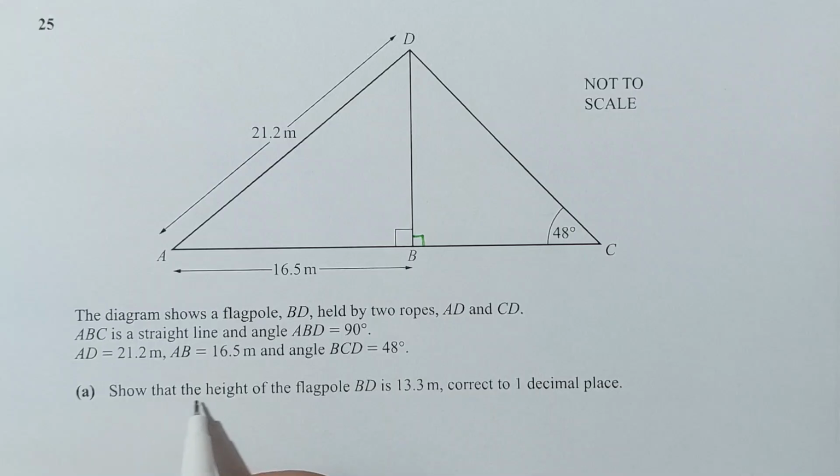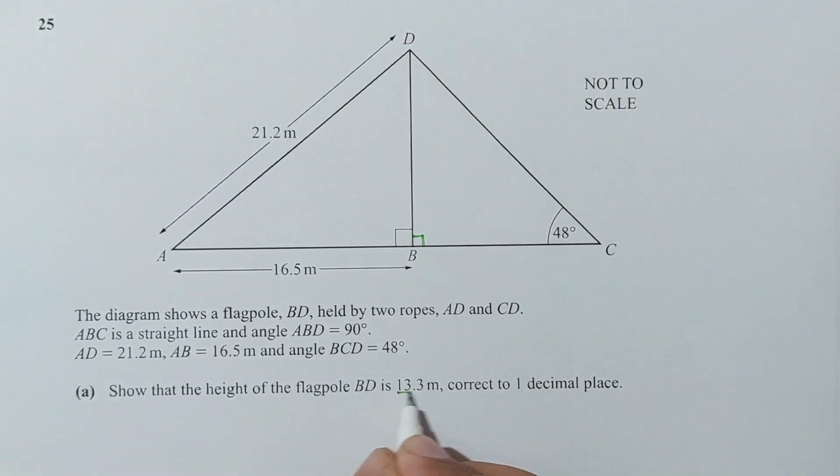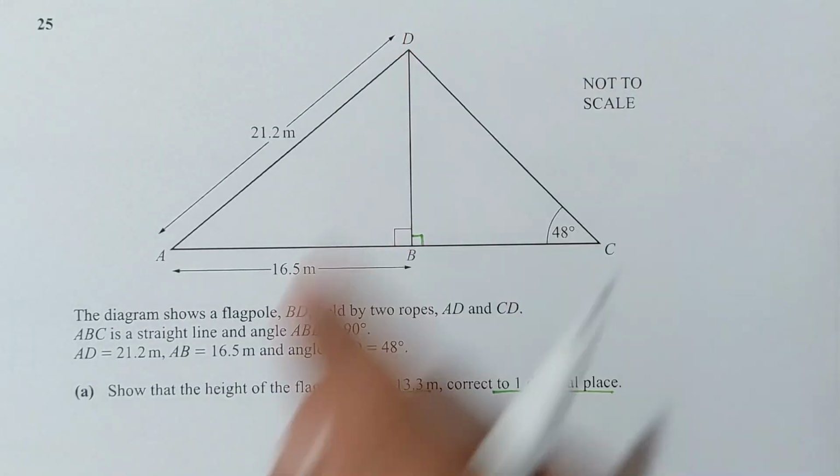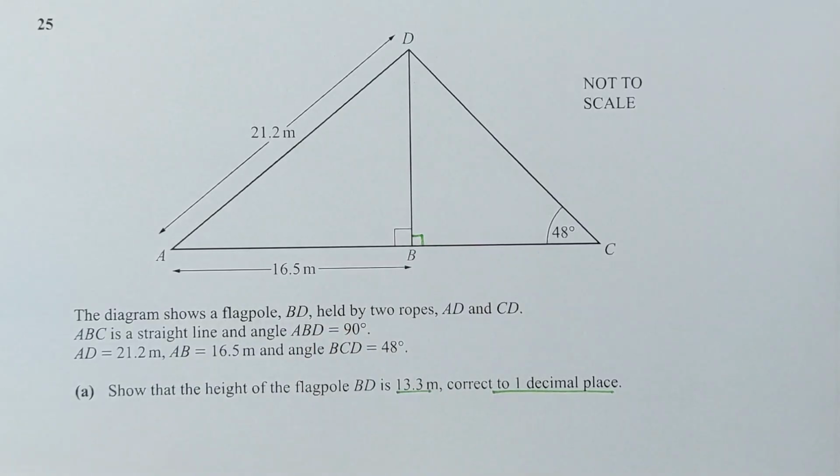Part A, show that the height of the flagpole BD is equal to this, correct to the nearest one decimal place. We have to find the height of this. We have AB, we have AD. Let's find out this height. So we have to consider triangle ABD. It is a right angle triangle.